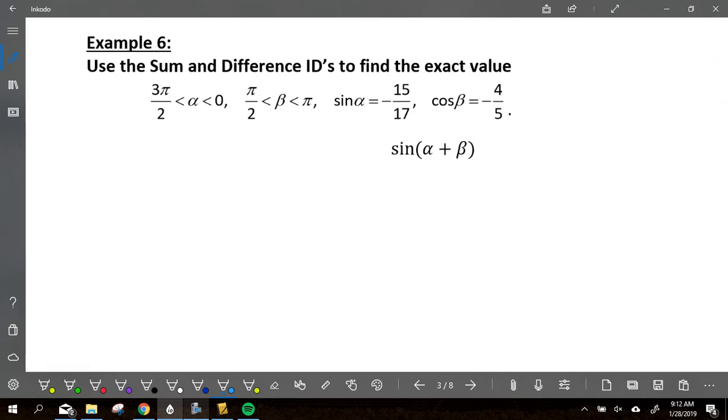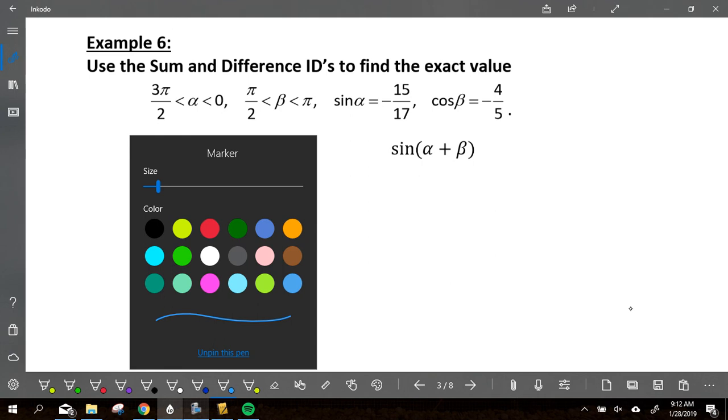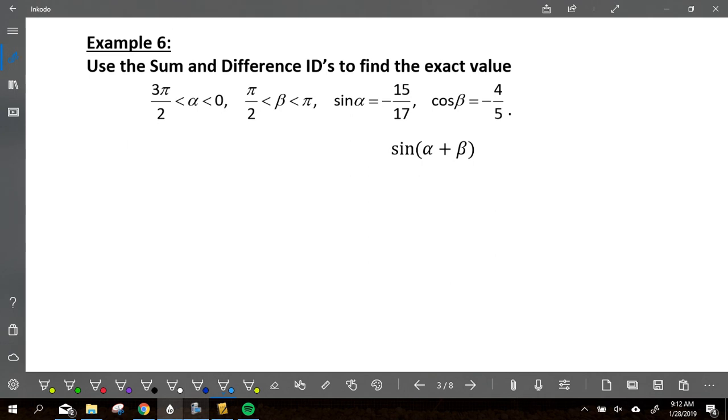Let's go to number 6 here. So down below, these look completely different. They're really easy. Don't let these be hard. We are doing sum and difference identities to find the exact value. So with exact value, again, remember we're thinking unit circle, or we're at least thinking x, y, and r. Same difference.